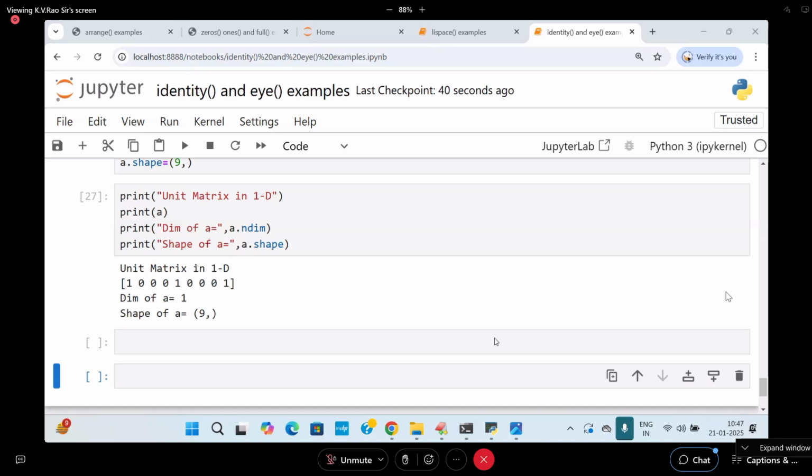Yes, sir. My question is, recently I attended an interview. They asked why tuple comprehension is not available. I told them tuple is immutable, that's why tuple comprehension is not available. Correct, that is perfect.